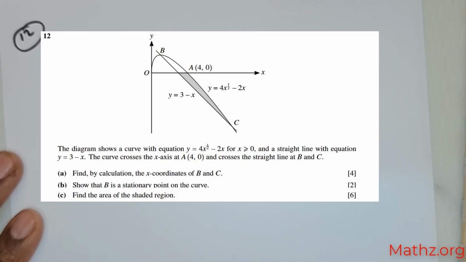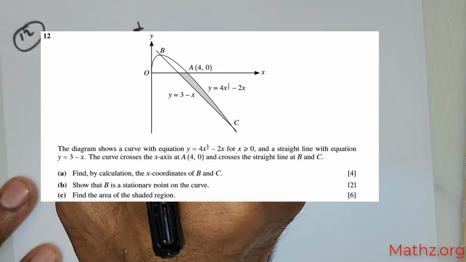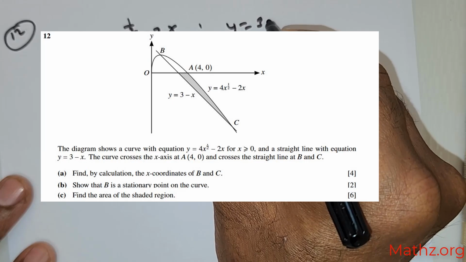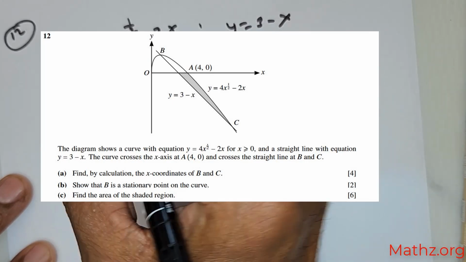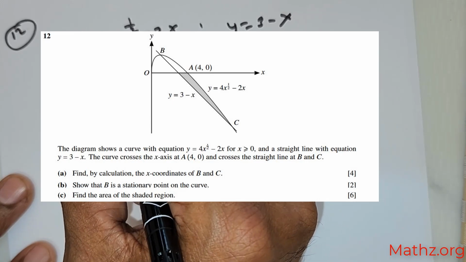Okay, students, this is question number 12. We've been given a curve and a line. We are asked to find the point of intersection of the line and the curve.